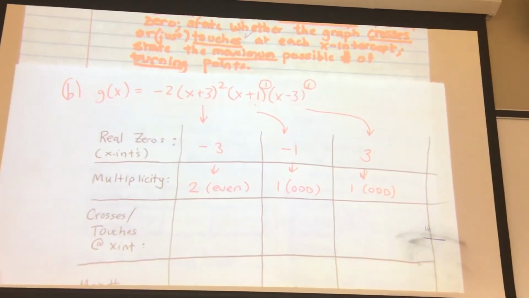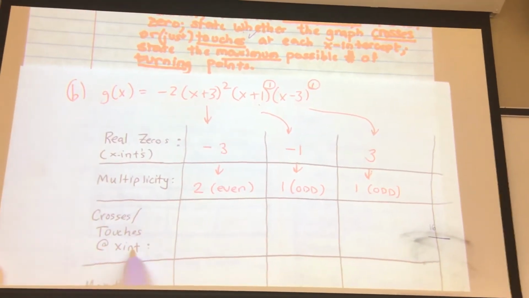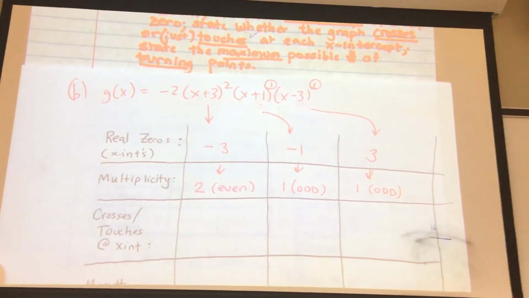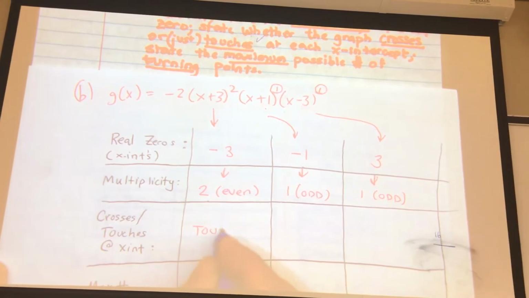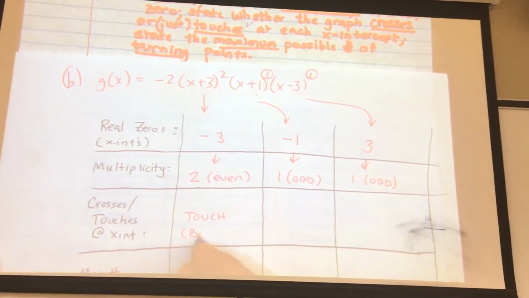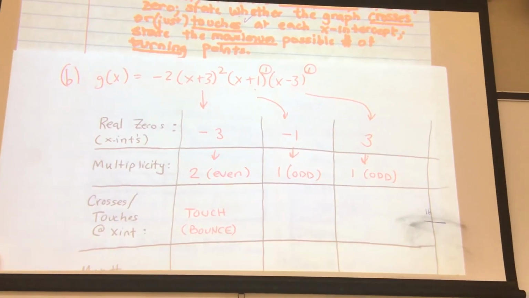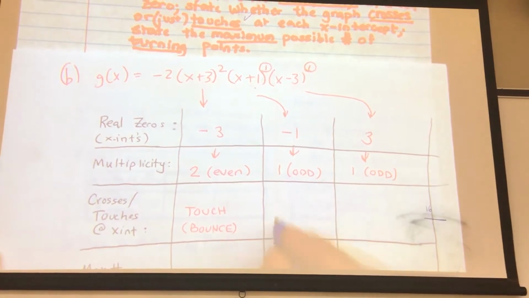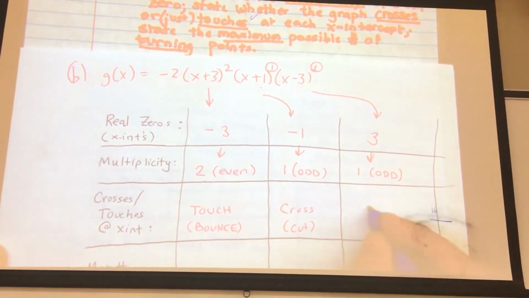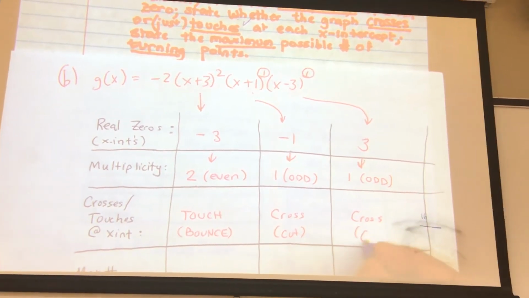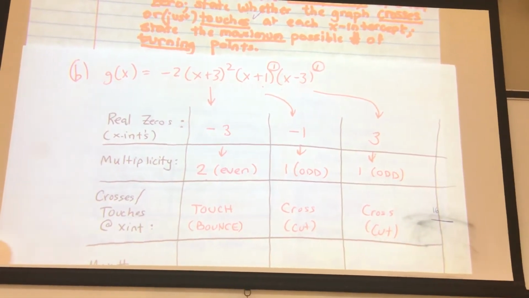So even if they didn't ask me for this part, I would need this for my graph, wouldn't I? What is the multiplicity telling me? Even multiplicities tell me that I touch or bounce off. Whichever one you prefer to write, I accept. Okay. Odd multiplicities tell me that I cross or cut through. So both of those are doing that.